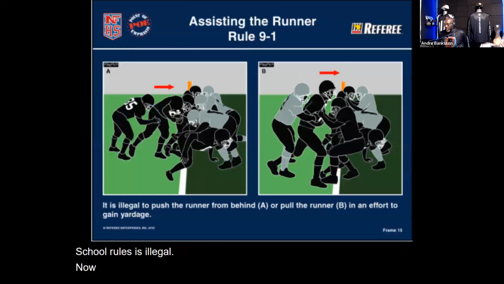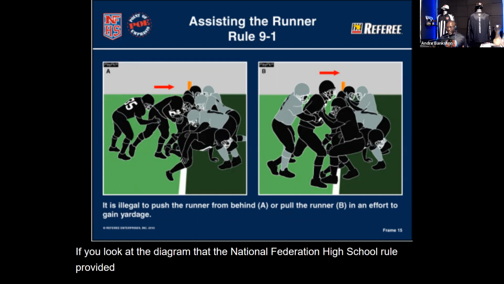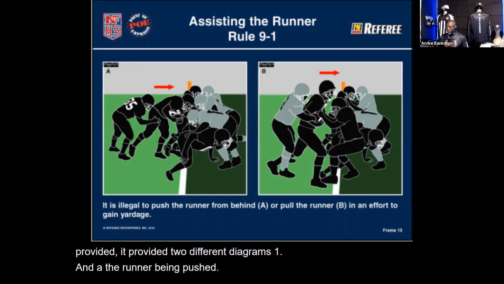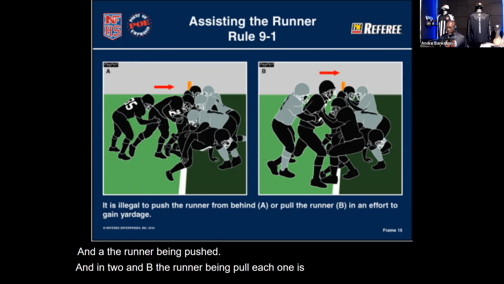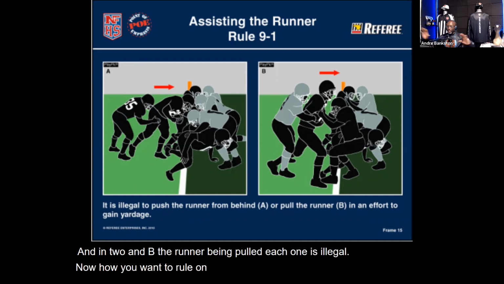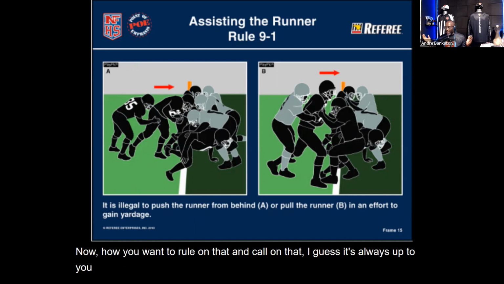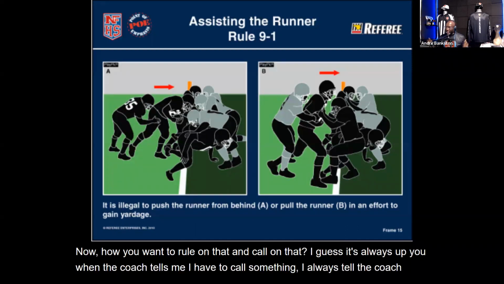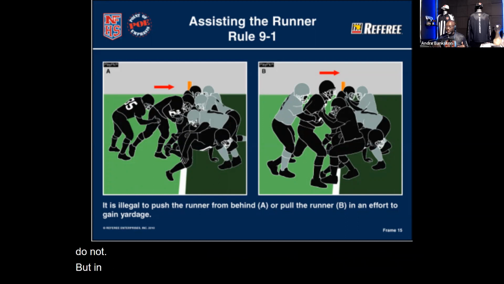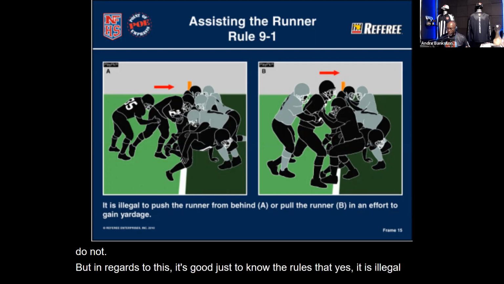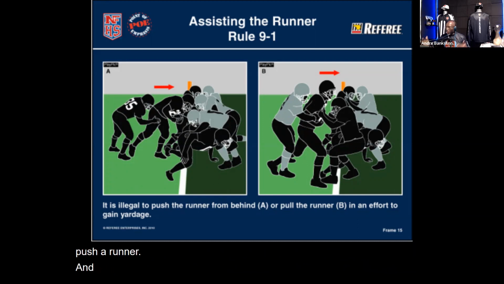Now, if you look at the diagram that the National Federation High School rules provided, it provided two different diagrams. In one, A, the runner is being pushed, and in two, B, the runner is being pulled. Each one is illegal. Now, how you want to rule on that and call it is always up to you. When the coach tells me I have to call something, I always tell the coach, no, I do not. But in regards to this, it's good just to know the rules: yes, it is illegal to push a runner into the end zone or to a first down.